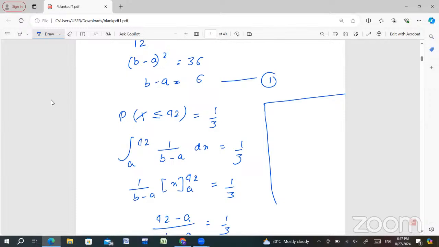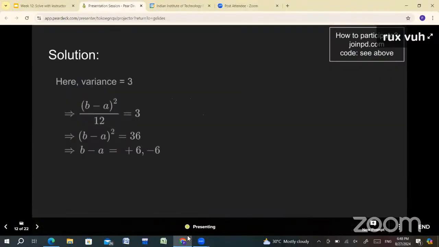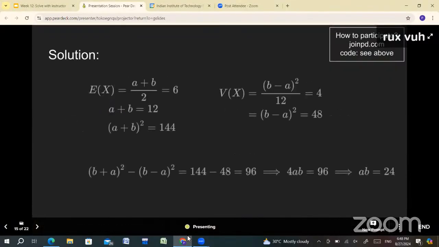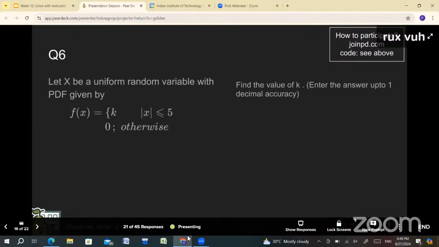Ma'am, why are we putting this definite integral? Why can't we do directly 1 upon b minus a equals 1 by 3, like in the recent question we did, where we just put 1 upon b minus a equals the value, in which we had to find the value of k? You are comparing with that question, right? Yes, ma'am.